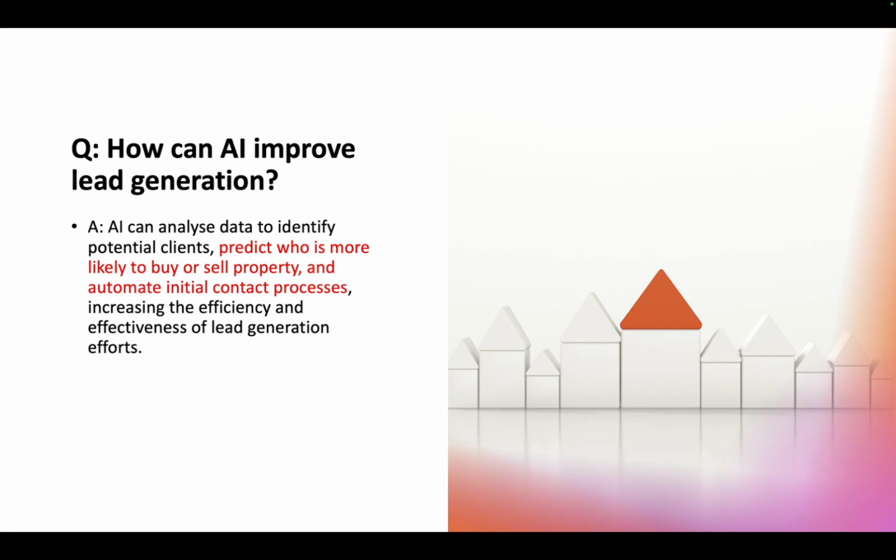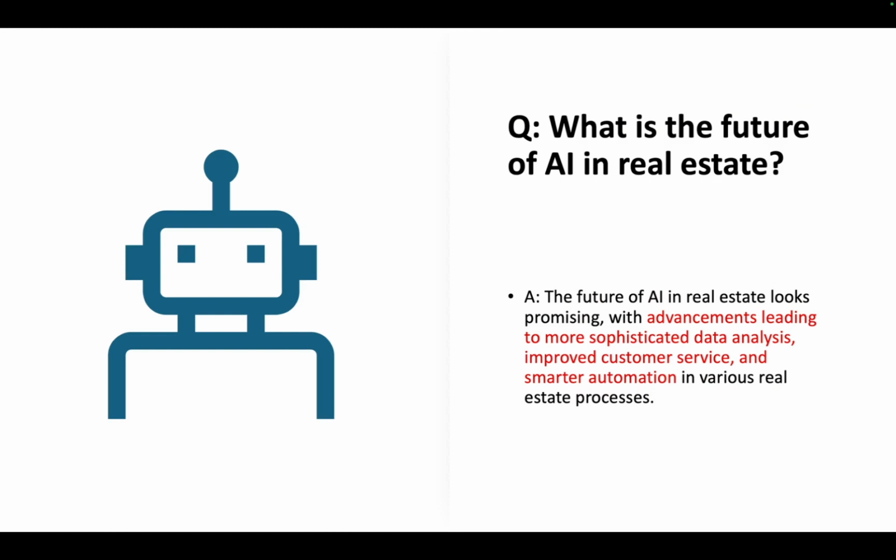How can AI improve lead generation? Well, AI can analyze data to identify potential clients. But the key thing is it's able to predict who is more likely to buy or sell their property, and then automate the initial contact processes and essentially helps you nurture the client until the transaction completes.